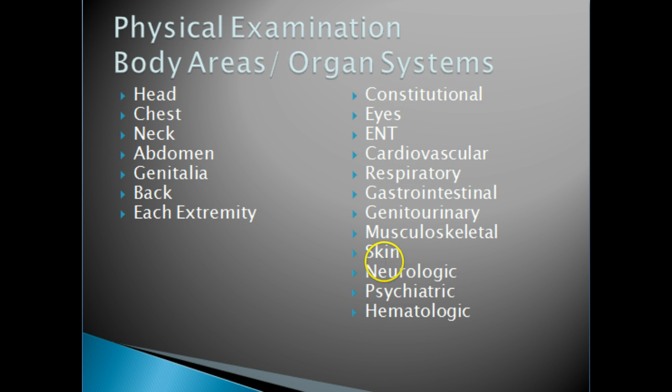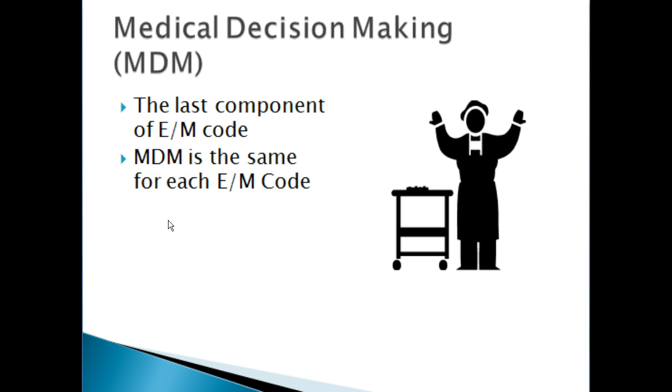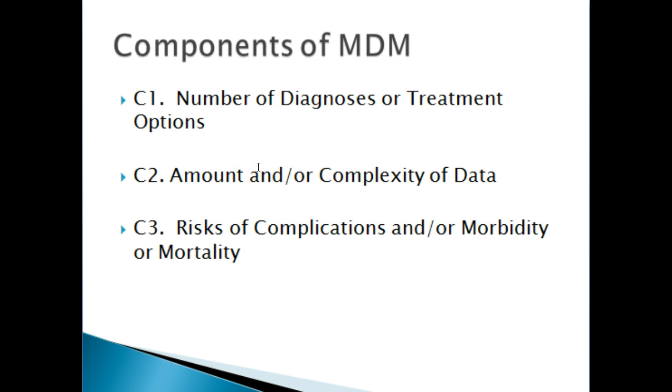And here are your body areas and organ systems listed here, just as it is in your textbook. And remember that medical decision making, of course, is the last component of an E&M code, and medical decision making is the same for each E&M code. The components of medical decision making consist of number of diagnoses and/or treatment options, amount and complexity of data, and of course your risk. And usually the table of risk is used for the C3 component.